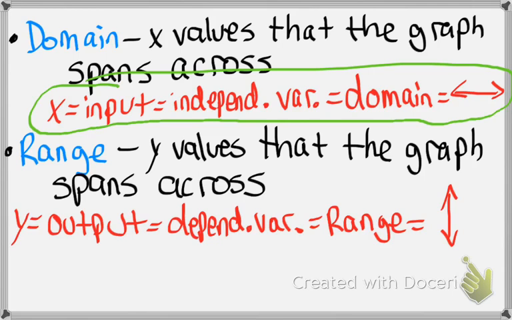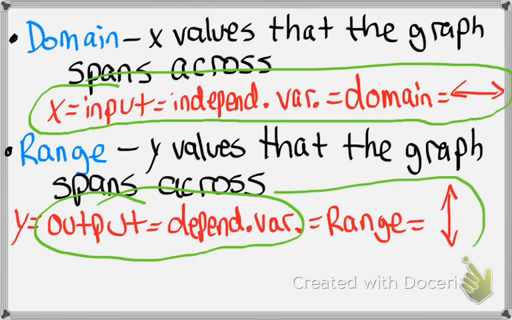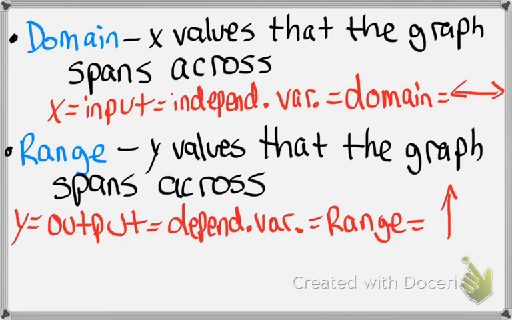The range is just the opposite of all of those. The range is the y values the graph spans across, which is the output. It's the dependent variable, the one that you do not choose. It is the range. It is the up and down measuring variable on the graph. So keep that in mind.